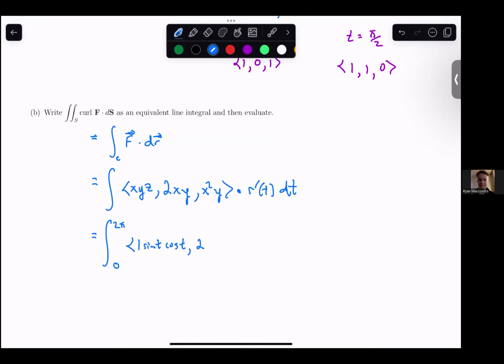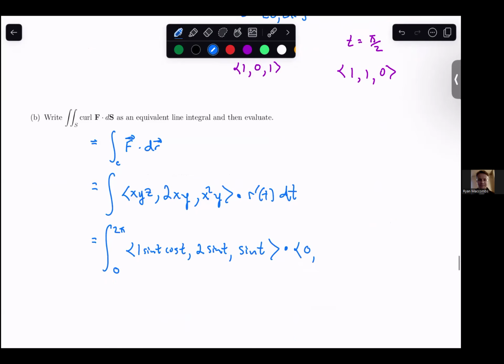2 times 1 times sine, and 1 squared times sine. Dot r prime of t. So taking the derivative of 1, we get 0. Taking the derivative of sine, we get cosine. And taking the derivative of cosine, we get negative sine.